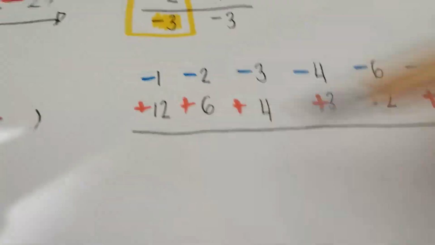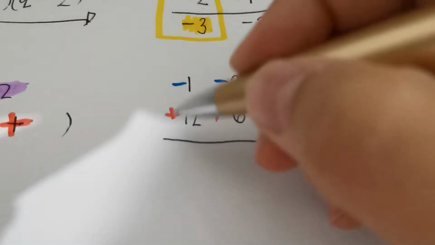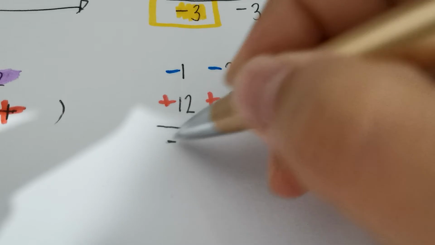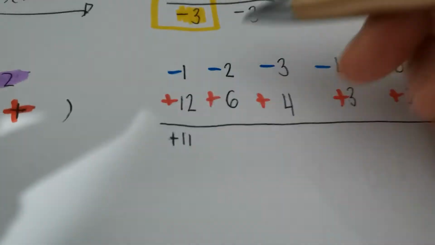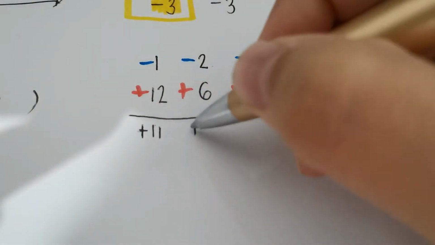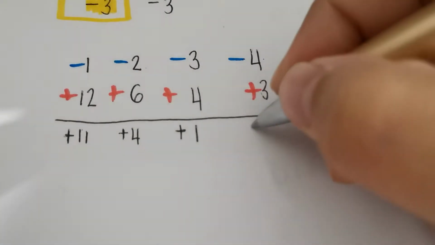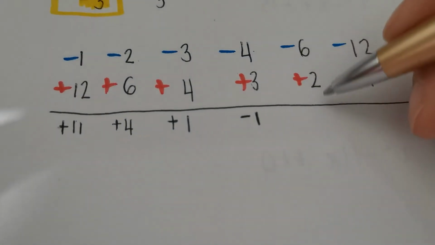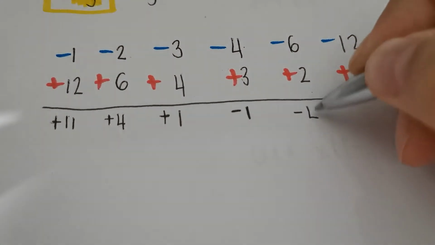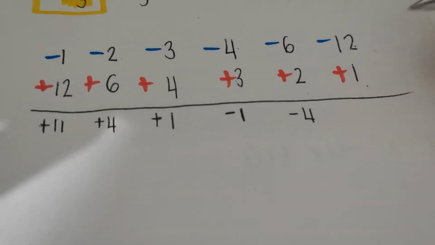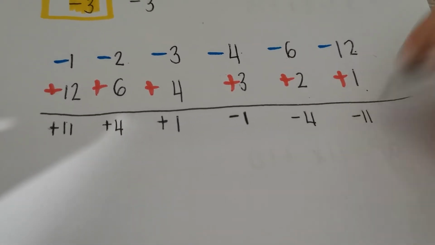All right, we're adding and subtracting. Negative 1 plus 12, negative, sorry, positive 11. Negative 2 plus 6, positive 4. Negative 3 plus 4, positive 1. Negative 4 plus 3, negative 1. Negative 6 plus 2, negative 4. Negative 12 plus 1, negative 11.